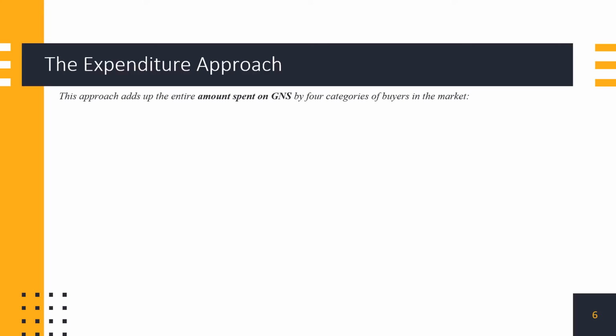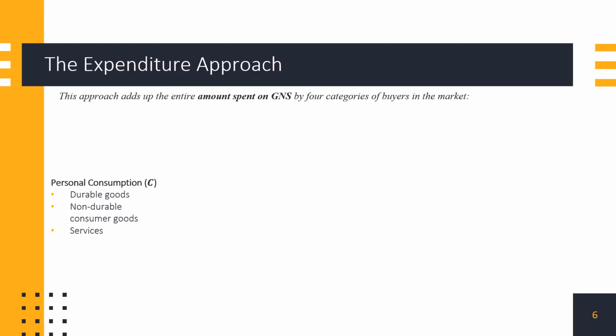This approach basically adds up the entire amount spent on goods and services by four categories of buyers in the market. These four categories of buyers are consumers, businesses, government, and foreign buyers. Let's look at these four groups one by one.